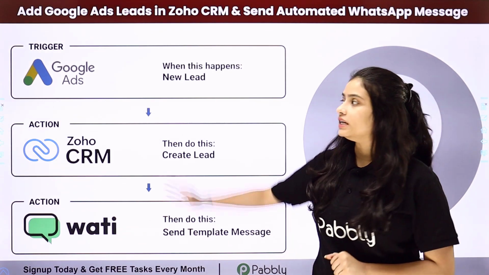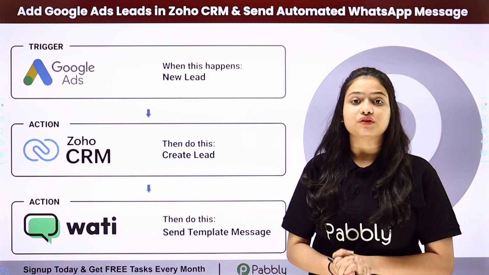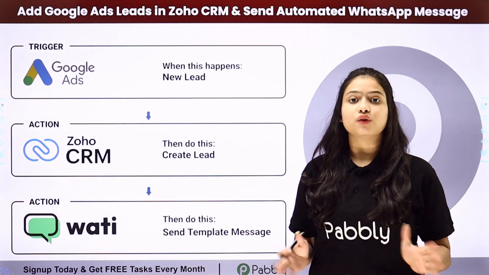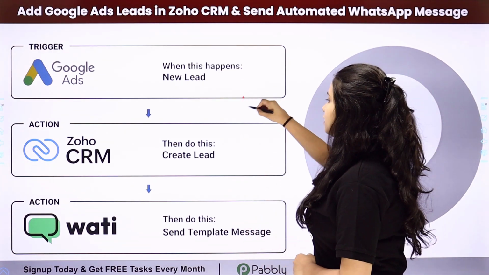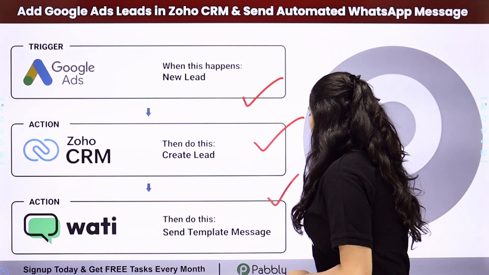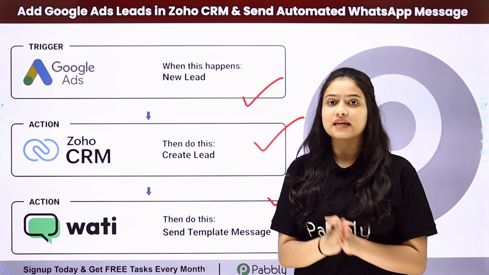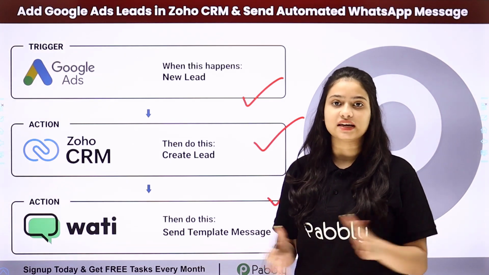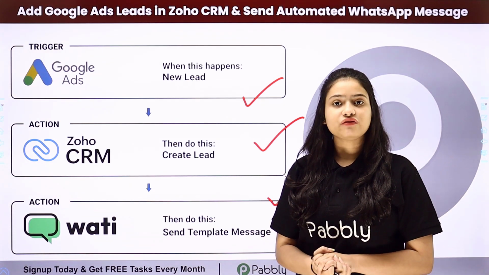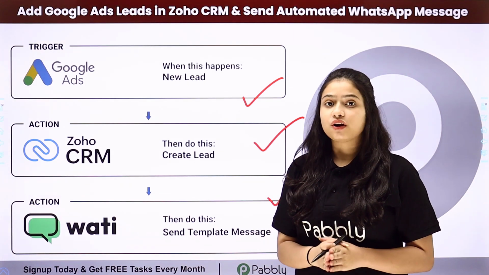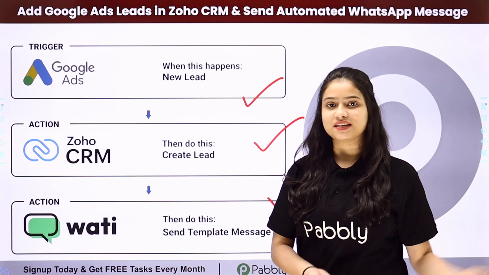For that we will have to integrate all these applications, and for that we are going to use Pabbly Connect, which is an amazing automation and integration software. Now what we are going to do, we have Google Ads in our trigger, Zoho CRM and Vati in our action. In the place of Vati, you can also take any other application through which you want to send WhatsApp template message such as Interact or AI Sensi. And now we are going to connect all of them by using Pabbly Connect in order to automate this entire process. And to learn this entire automation step by step, let me take you all to my screen.